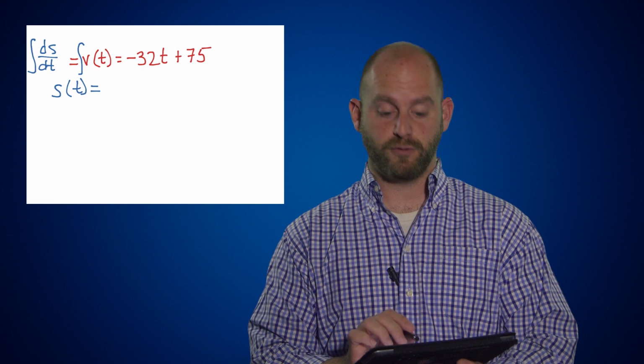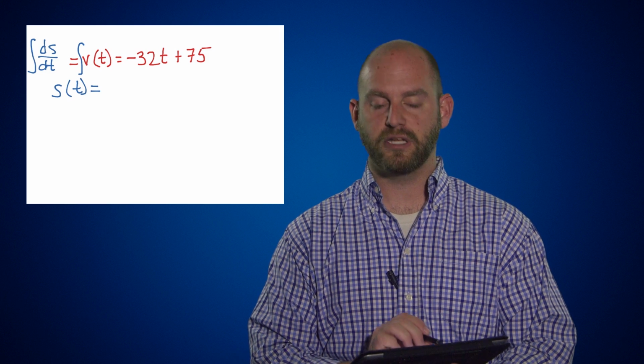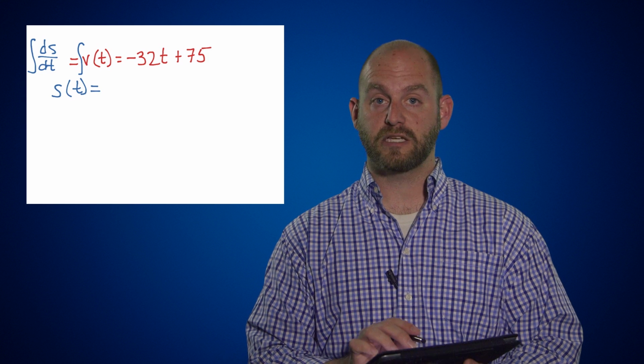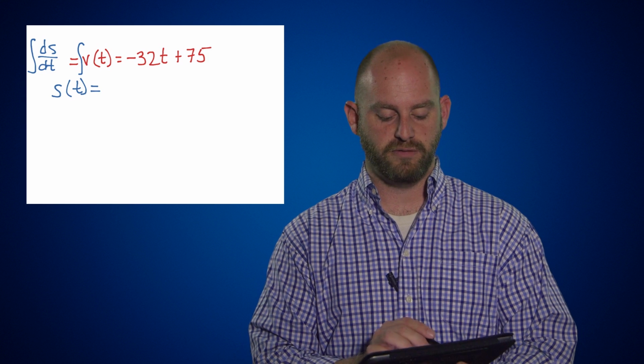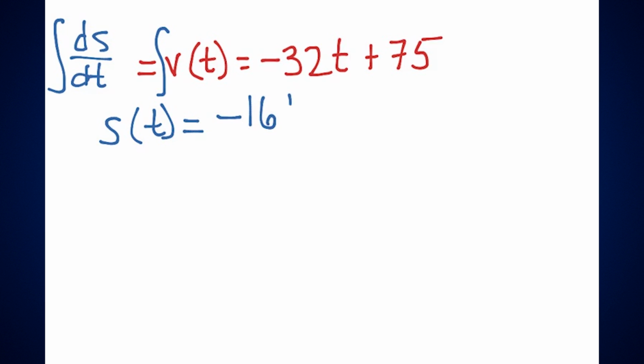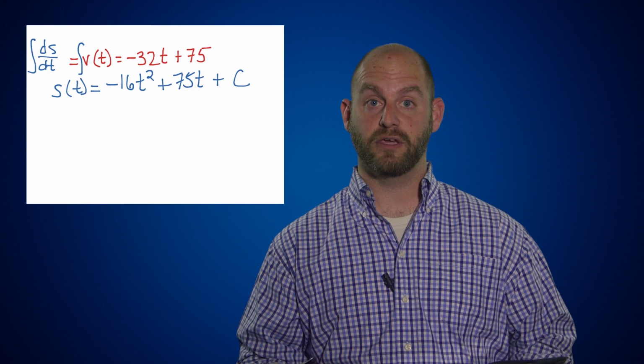So if we use anti-differentiation, we're going to integrate negative 32t. We would add 1 to the understood exponent of 1, which would give us 2, and divide. That would give us negative 16t squared. Then the integral of 75 would be 75t. And again, we have a constant of integration that we're going to have to figure out.